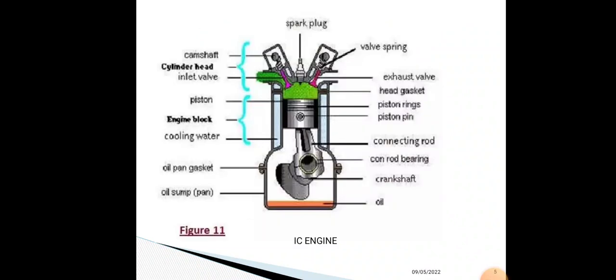Then these are the components of the IC engine. The major components of the IC engine are the piston and cylinder, then the cylinder head and crankshaft. The piston and crankshaft are connected by the connecting rod. Then the piston pin, exhaust valve, inlet valve and spark plug. These are the basic components of the IC engine.